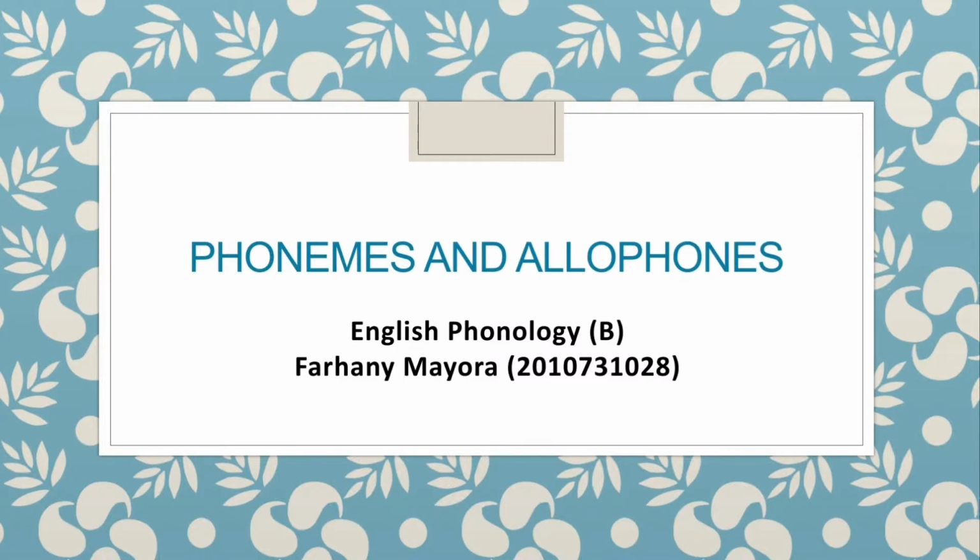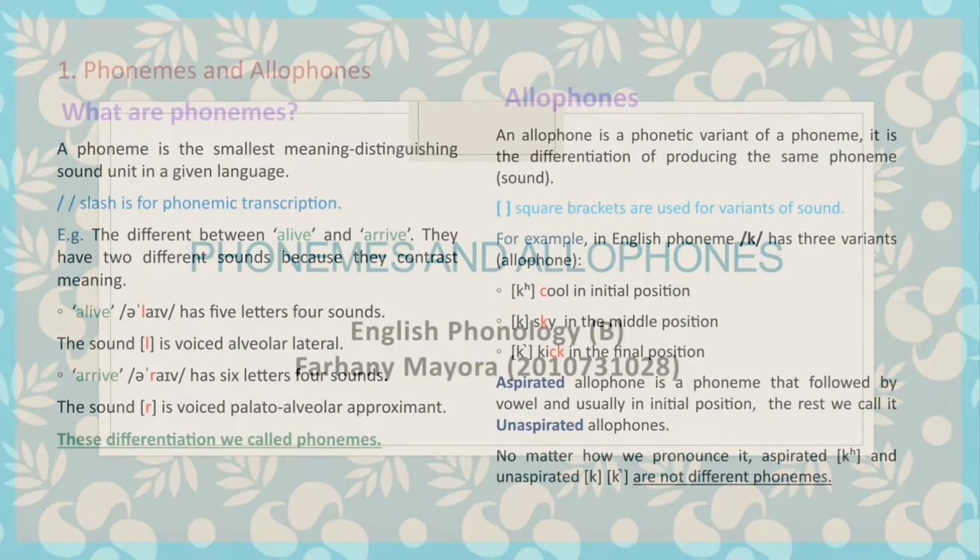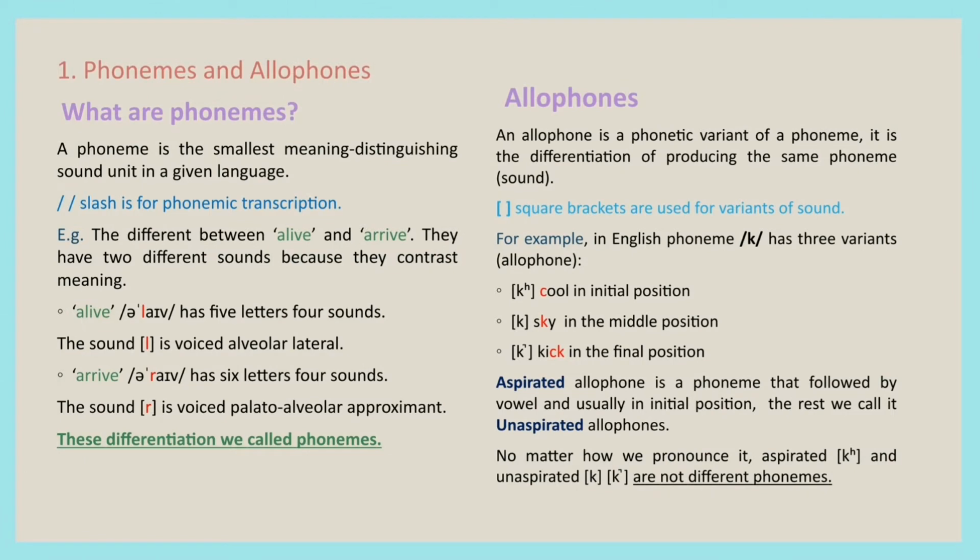Phonemes and allophones. First, what are phonemes? A phoneme is the smallest meaning distinguishing sound unit in a given language. It distinguishes one word from another. The symbol slash is for phonemic transcription. For example, the difference between the words alive and arrive. They have two different sounds because they contrast meaning.